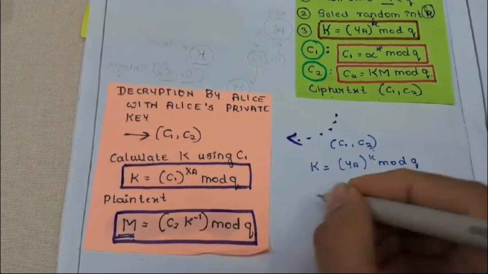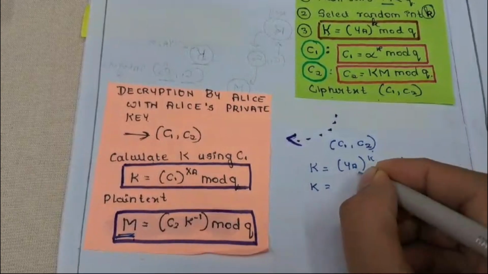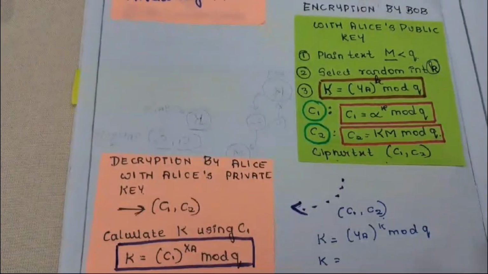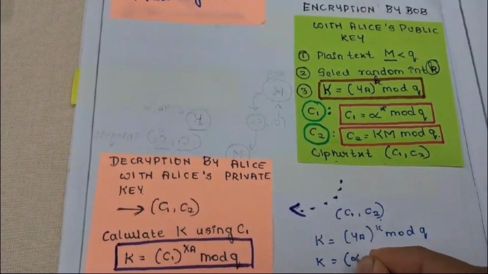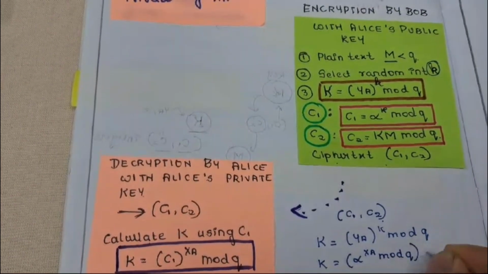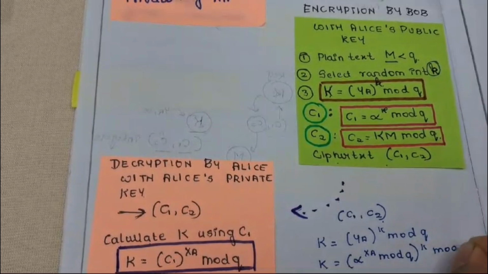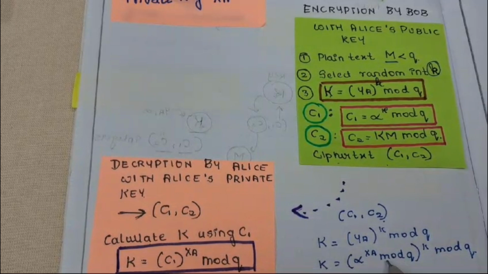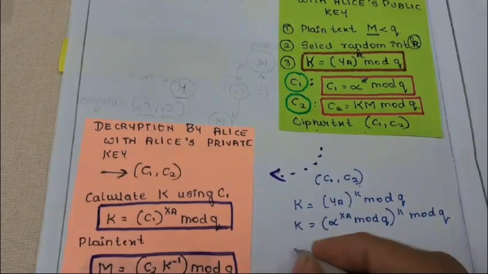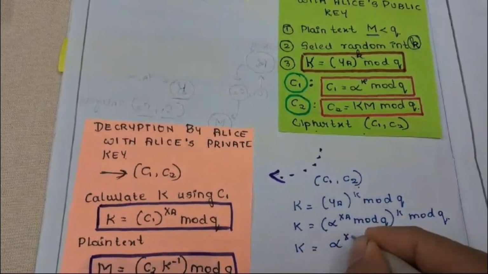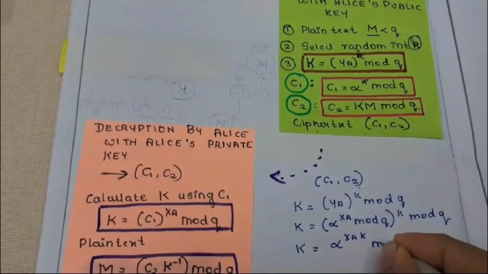So we have got this formula here. What we do now is, we know that YA is equal to alpha to the power XA mod Q. So replace it here. So alpha to the power XA mod Q, to the power k mod Q. So according to modular arithmetic, you need not write this every time. It is just used for reducing it. Okay. So K will be equal to alpha to the power XA k mod Q.